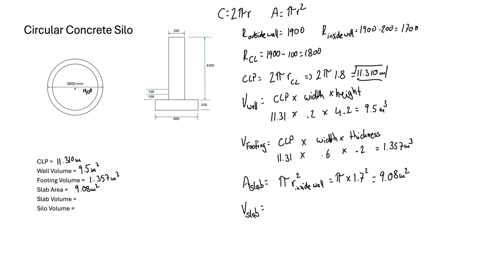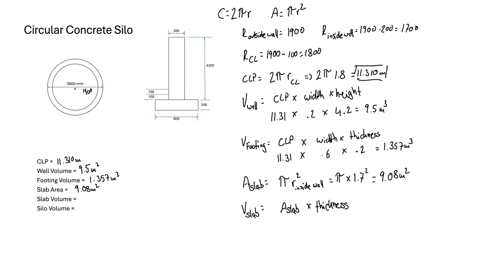Again, how do we figure out the volume of anything? It's length times width times height. And for a circle, length times width is the area of the circle itself, right? And then we multiply it by the height that we have given to us right here. So we take the area of the slab that we just figured out and we multiply it by the thickness of the slab.